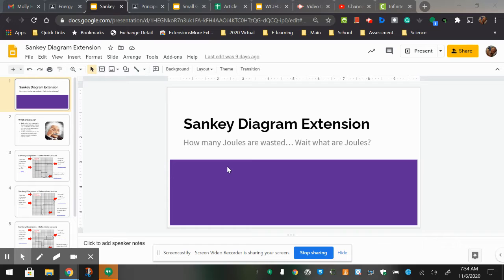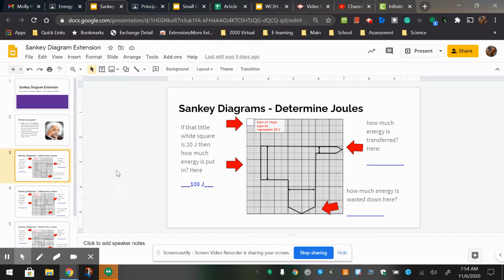Now, some of you who turned this in are messing it up a little bit. I graded some yesterday, and we're not quite getting it. So I want to go over it with this video, and then you guys can hopefully feel better about it and get it done. So a Sankey diagram is basically just a simple diagram. It tells you how much energy you put into a system, how much is lost to waste, and how much is actually used by the machine or whatever. So like a car, for example.